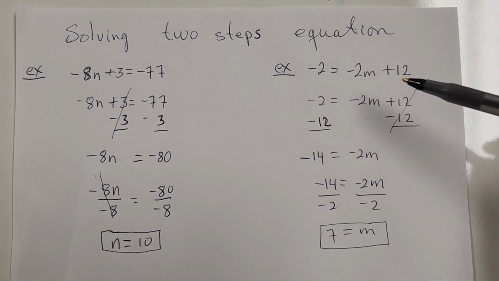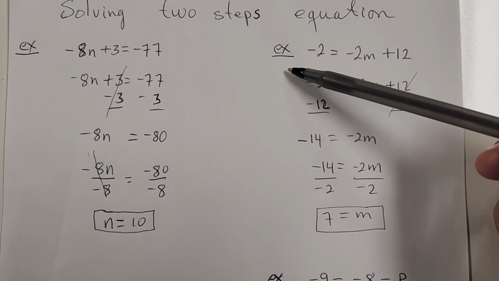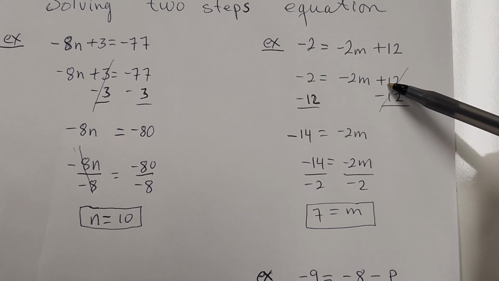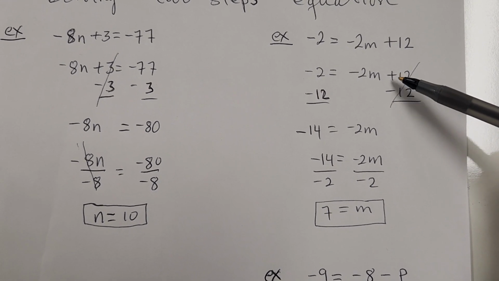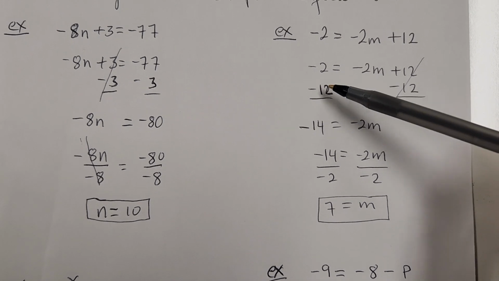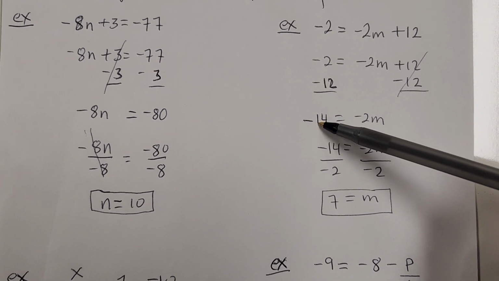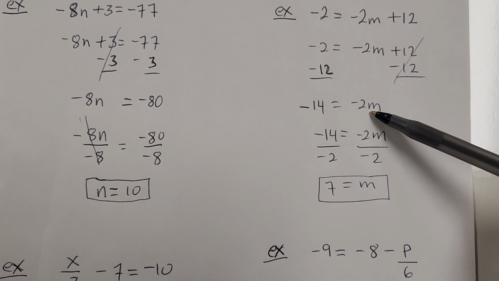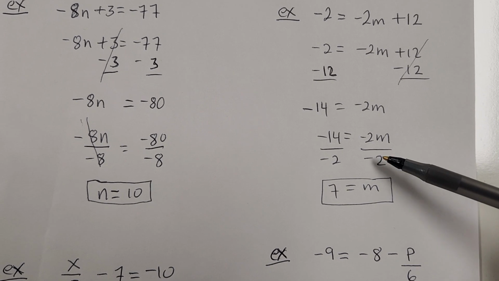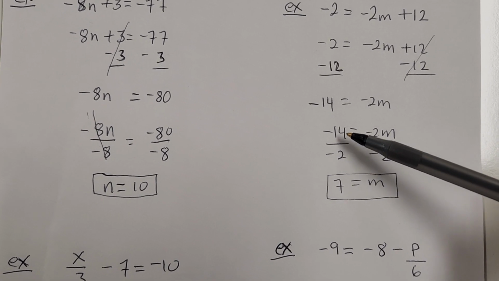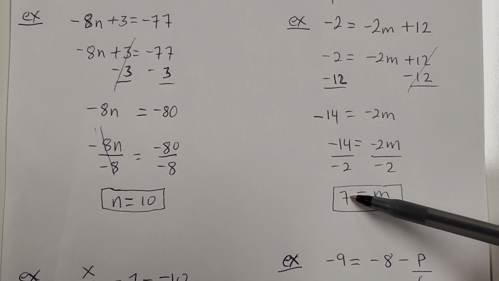Okay, in this example, the letter is on the right side, so move everything to the left. This is a +12, always do the opposite. So this is plus, so subtract 12 from both sides. -2 - 12 gives me -14. Now I want to divide by the -2, so divide the whole thing. So -2, -2, -14 divided by -2 gives me +7.